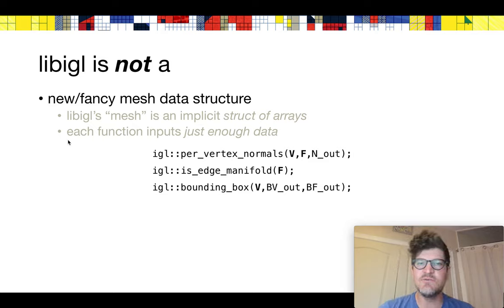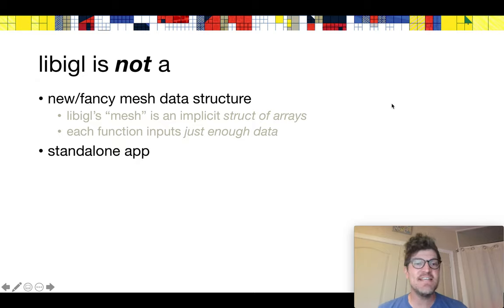On the other hand, the isEdgeManifold function, which returns whether or not a triangle mesh is manifold, only needs the combinatorial information about the mesh, so that only takes as input F. It doesn't need V or any other mesh data. Similarly, bounding box only needs the geometry of the mesh, and so that takes as input just the points or the vertices V.